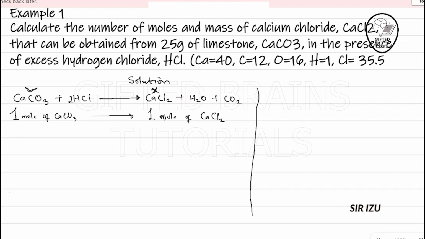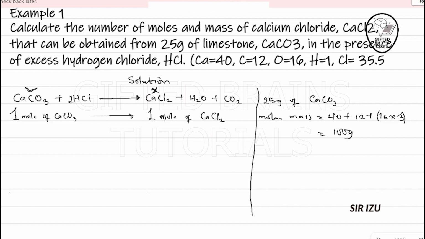The next thing you are going to do, this is the first thing always to do, is to look at what is given to you. You are given 25 grams of limestone. So I need to calculate the molar mass of limestone. Molar mass of limestone is just calcium is 40 plus carbon is 12, and then oxygen is 16 multiplied by 3. So at the end of the day, if I evaluate this, I'm going to get 100 grams.